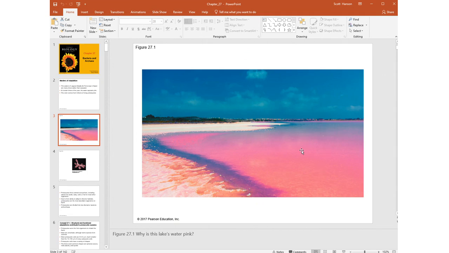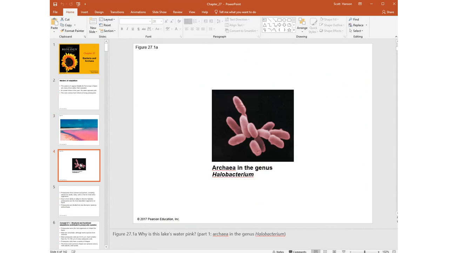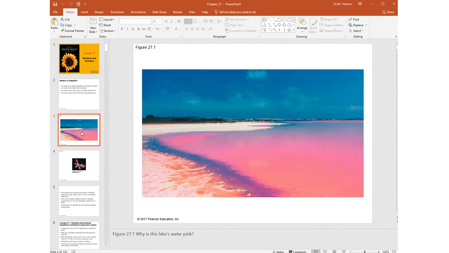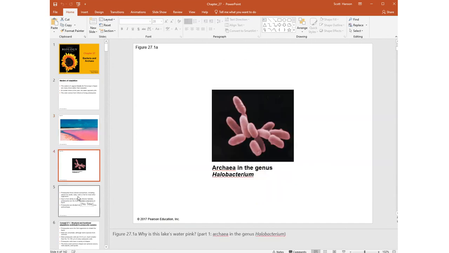And this kind of reminds me of one of the hot springs in Yellowstone that turns orange and green color because of the prokaryotes living there. And here's a good example of archaea. This is the type of archaea called a halobacterium that's here in Laguna Salada de Torrevieja in Spain, that turns this salt water very pink during certain times of the year.